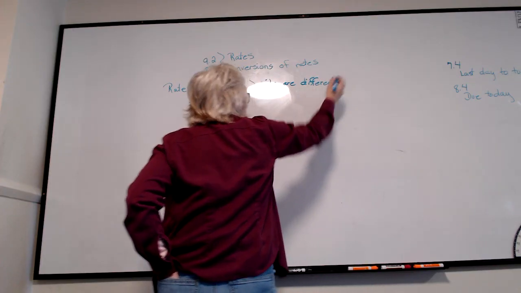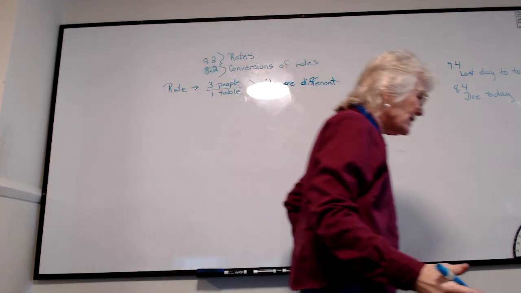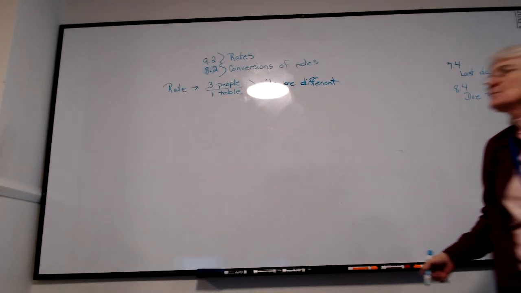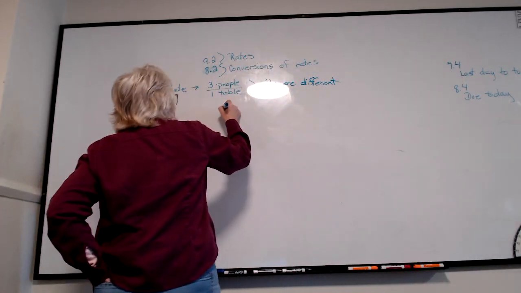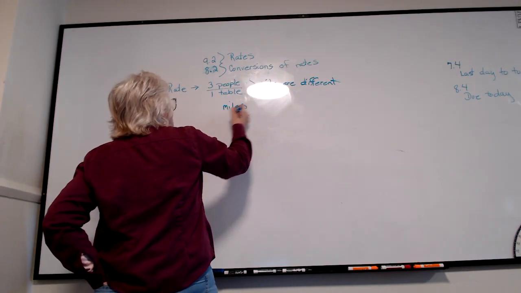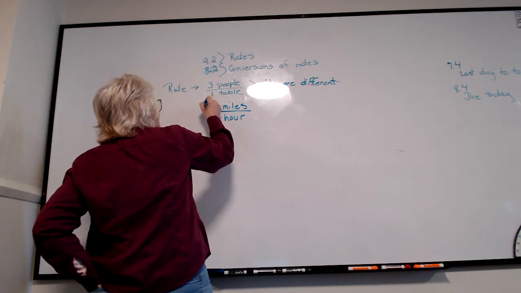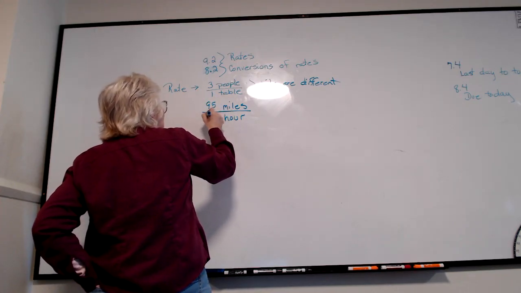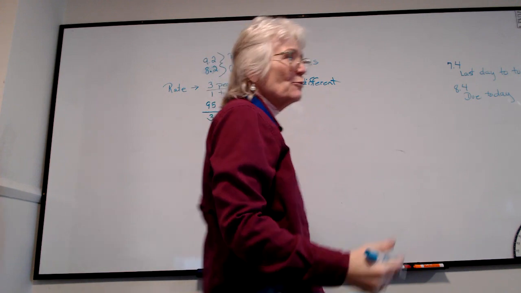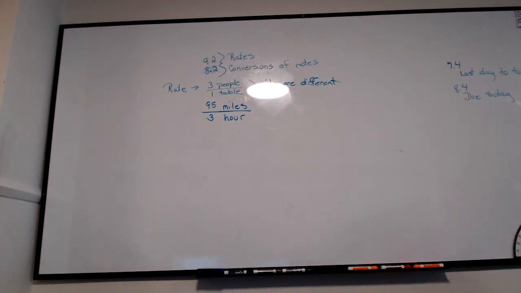Can anybody think of some rates that we use commonly? Miles per hour. Okay, so miles per hour. Okay, we can go 95 miles in 3 hours. That's one way of writing the rate. That is not the simplest rate, but that is a rate, how many miles I go in 1 hour. So a rate always has different units.